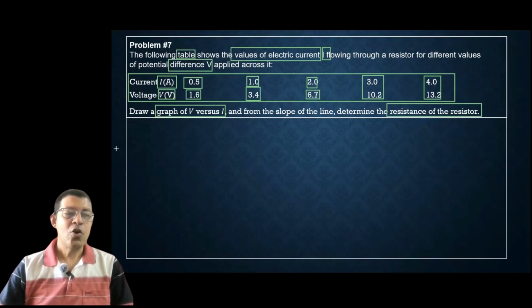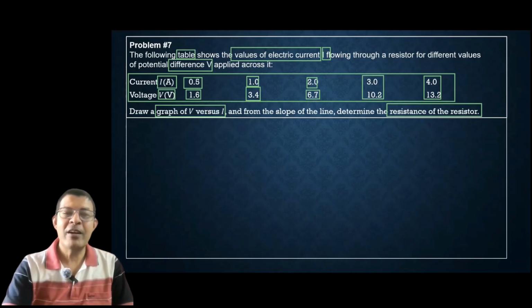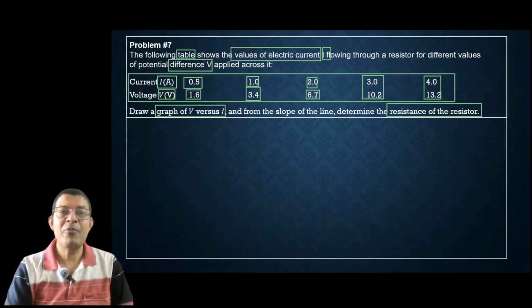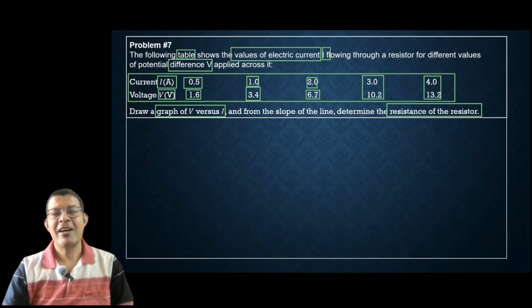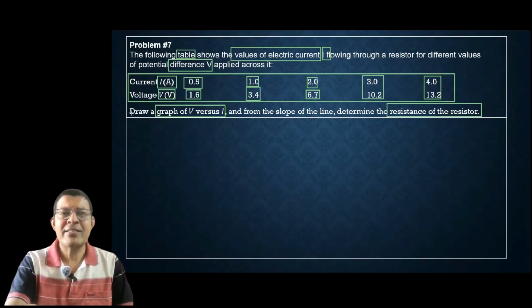We have studied from Ohm's law that voltage is directly proportional to current, right? How do we get the resistance? We will get it from the slope of that graph. And how will we get the slope of the graph? By taking voltage and current. Voltage will be on the y-axis and current will be on the x-axis. So here we will take 2 points to determine the slope.